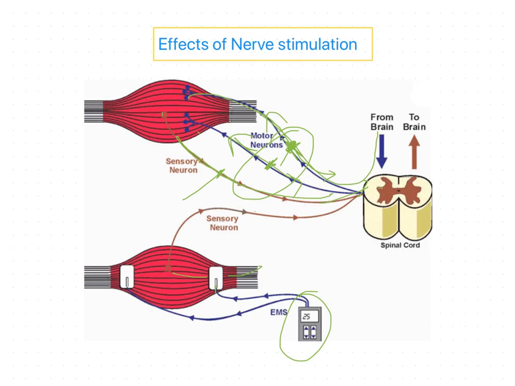Next, when the current is applied directly on the innervated muscle, so we are not applying it on the nerve but on the innervated muscle, then what happens is the nerve fibers in the muscle are stimulated in the same way. Inside the muscle, some nerve fibers are present, which are supplying it. So here you can see, those fibers are going to be stimulated in the same manner.